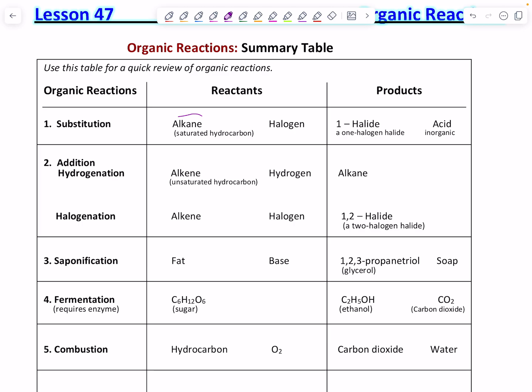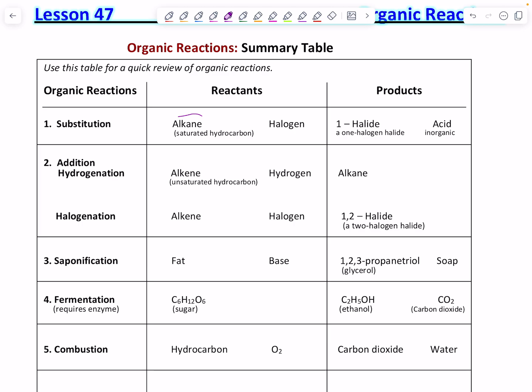And so the products here, there's only one product, and we get either an alkane for hydrogenation or a dihalogenalkane or a 2-halogen halide, okay, for halogenation. For saponification, we start with a fat and a base. Remember, a base is something that's got OH that's not organic. So like a metal hydroxide, like sodium hydroxide, potassium hydroxide. And we produce glycerol, which is really, its name is 1,2,3-propantriol. And our soap, that's our actual product that we're trying to make.